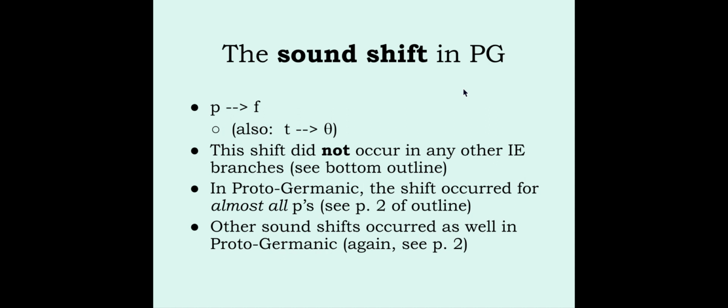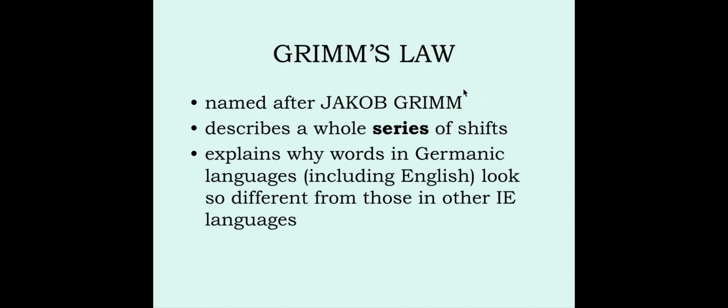Okay. All right, so what we see here from this evidence is that there's a whole series of shifts. And if you look down at the bottom half of page 2, you'll see that I have these shifts organized into a kind of structure where I have the IE sound, the Indo-European sound, on the left, and then what it shifted to in Proto-Germanic.